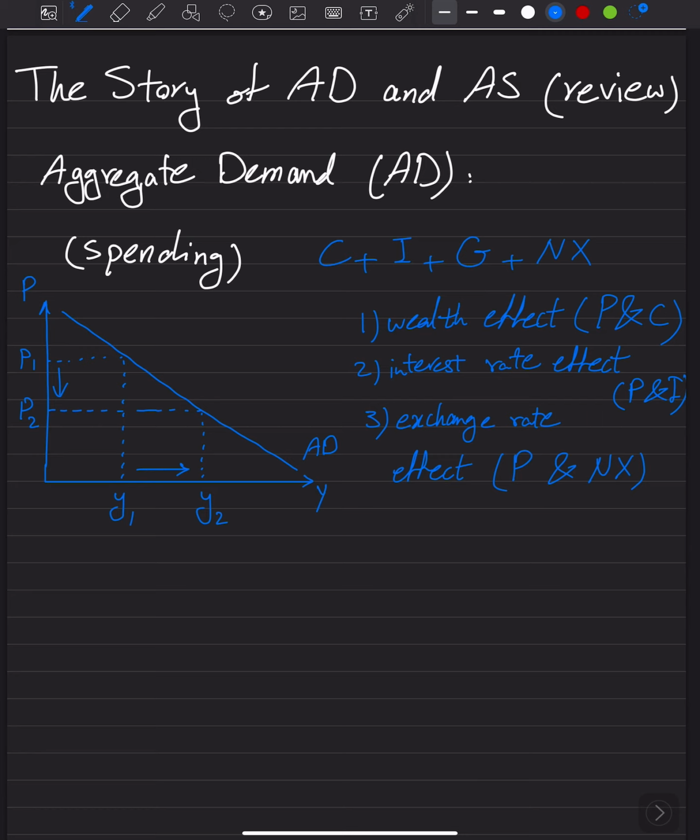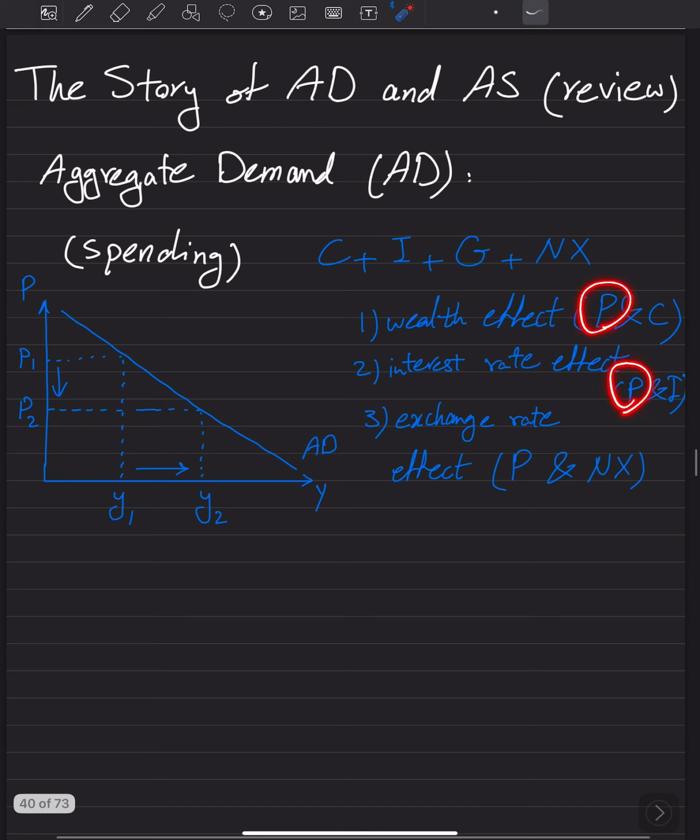When any of these groups, consumers, as C, or investors, the businesses, or the government, or the foreigners, if any of these four groups change because of the price, we are going to be moving along the curve. We are going to stay on the same curve.